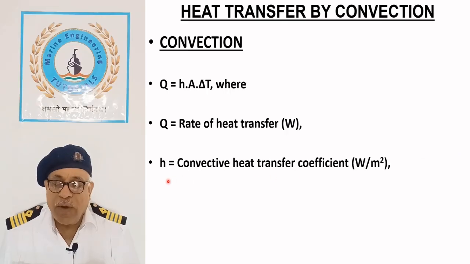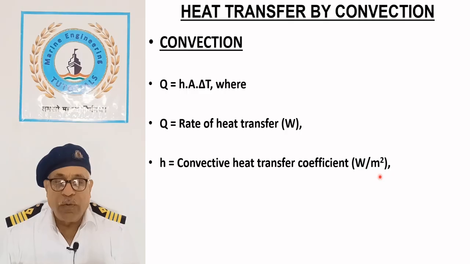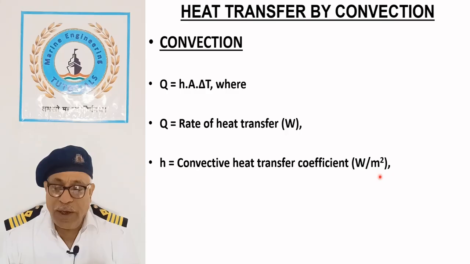H is the convective heat transfer coefficient in watt per meter square Kelvin, which depends on the nature of the fluid and flow conditions, whose range is for flue gas between 5 to 250, for water in natural circulation between 100 to 500, for water in forced circulation between 500 to 10,000, and for steam between 200 to 1000.